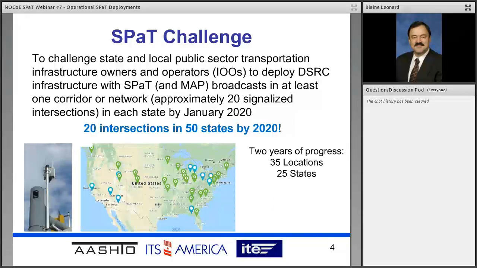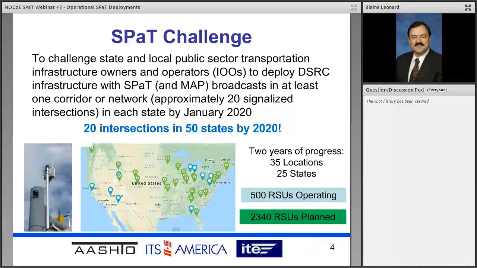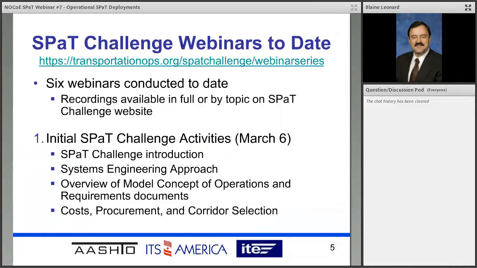We've made a lot of progress in these 2 years. We've got about 35 locations in 25 states. We've got a couple of others that we're trying to get on the map, and we'll expand that a little as we continue to talk to folks. This represents about 500 roadside units that are currently operating and about 2,300 more that are planned for operation over the next 18 months to 2 years. We encourage all of you to continue working towards this goal and to fill the map.